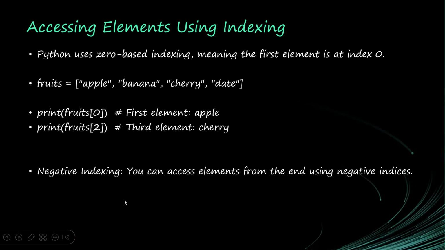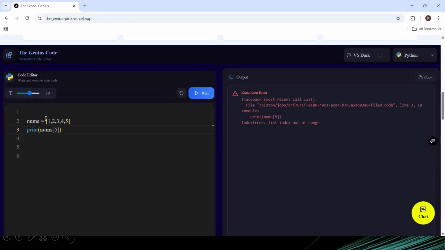When you use negative indexing, you will be accessing the elements from behind, from the end. Of course, I cannot do -0, but if I do -1, I'm going to access the last element. So this is also a trick: if you want to access the last element of a list, you use negative index 1. If I use negative index 1, I'm going to get 5 because 5 is the last element.